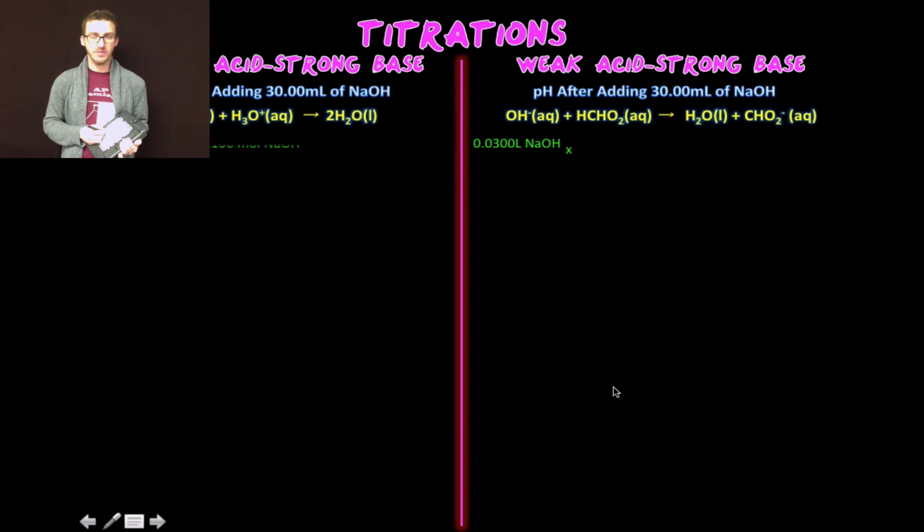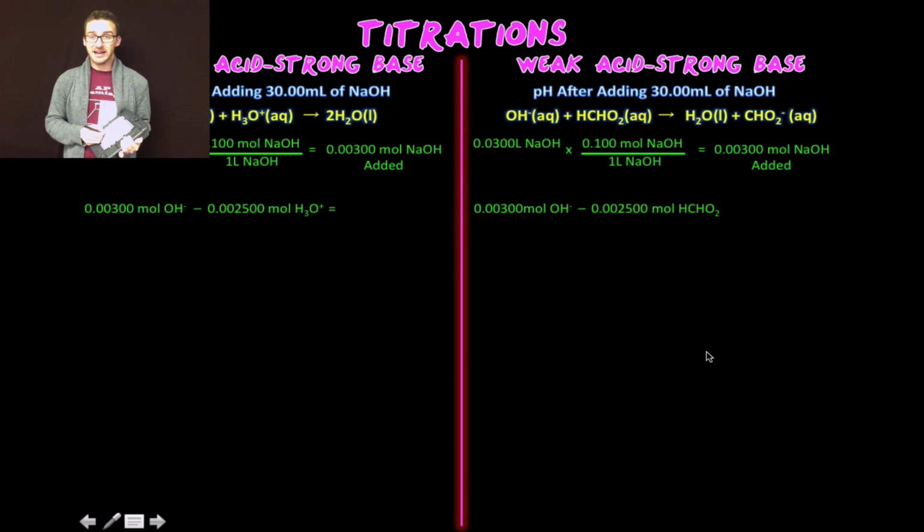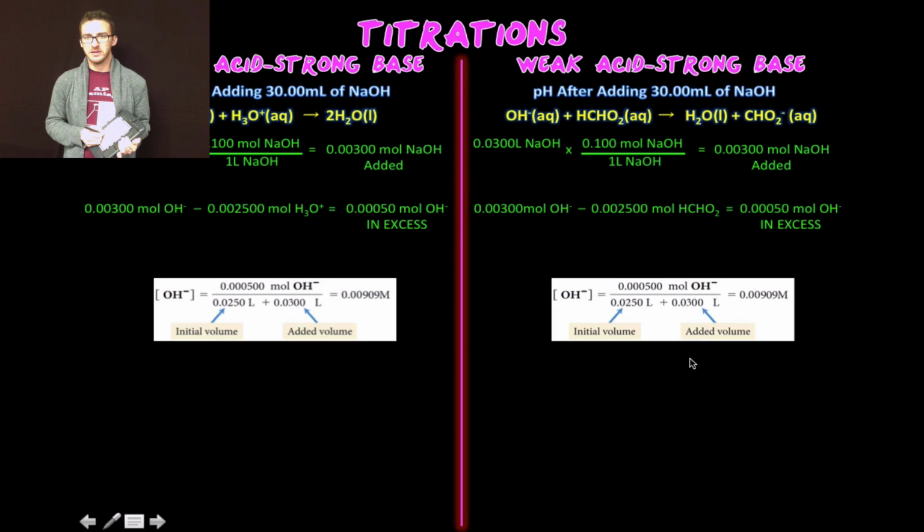Okay, now we're past the equivalence point. We've added 30 mL of sodium hydroxide. In other words, we have added 0.00300 moles sodium hydroxide. Recognize that now our sodium hydroxide is in excess by a value of 0.00050 moles. We've used up all of our weak acid. The concentration of our hydroxide ion is 0.00909 molar.